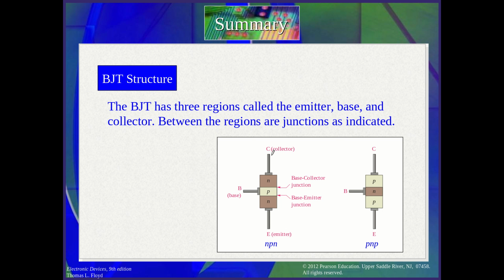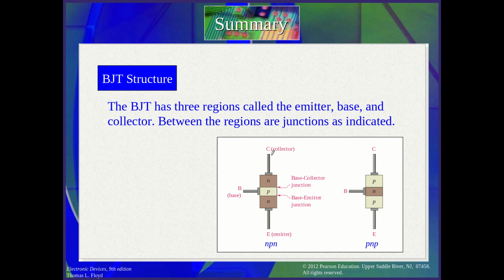For the other type, the PNP junction, it is different. You see here we reverse the voltages, so we maintain again a forward bias here and a reverse bias here.